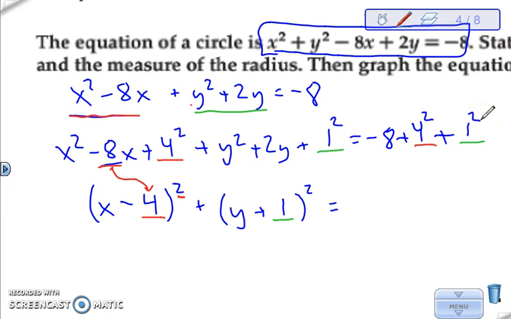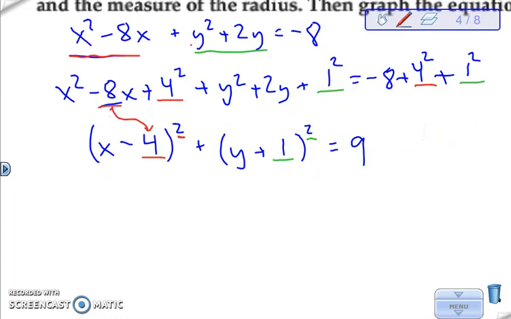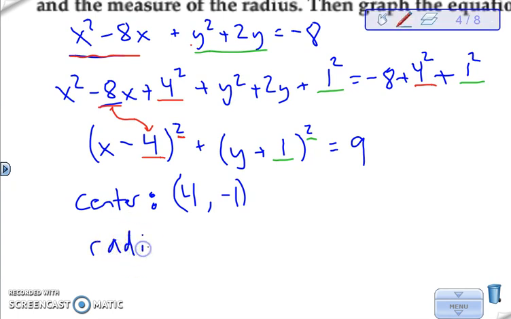So now we've filled in all the spaces. We've already factored the left side, so we're good there. Now all we have to do is add up all the numbers on the right, and we've got it. So if we do that, we will get 9. So that tells us that our circle is centered at 4 and -1. And since r squared equals 9, our radius is 3.